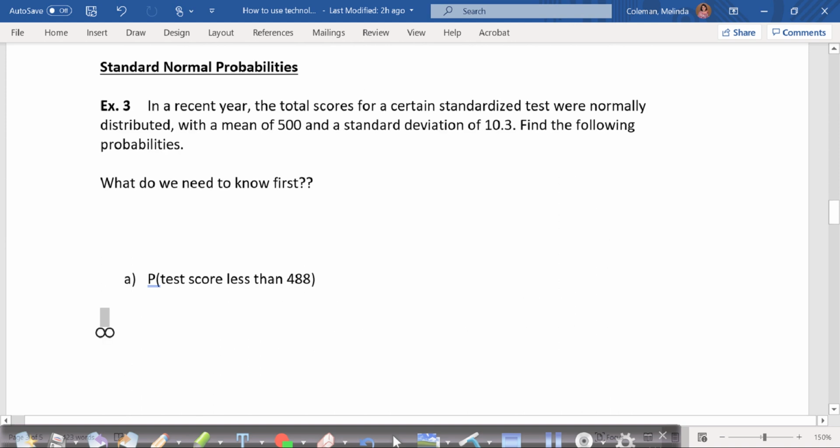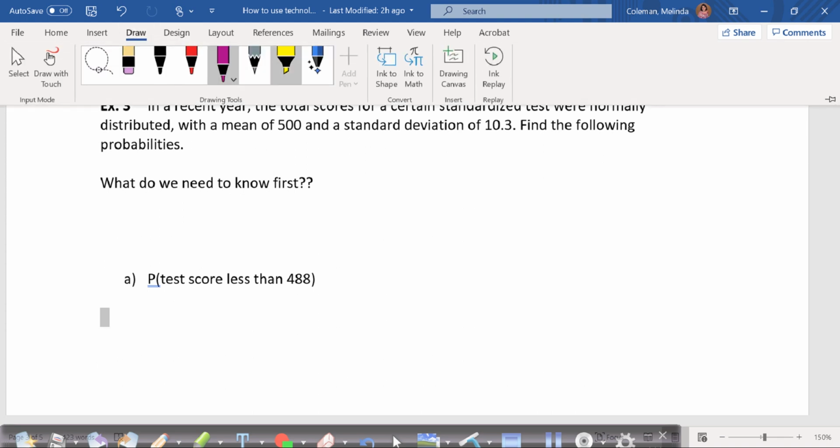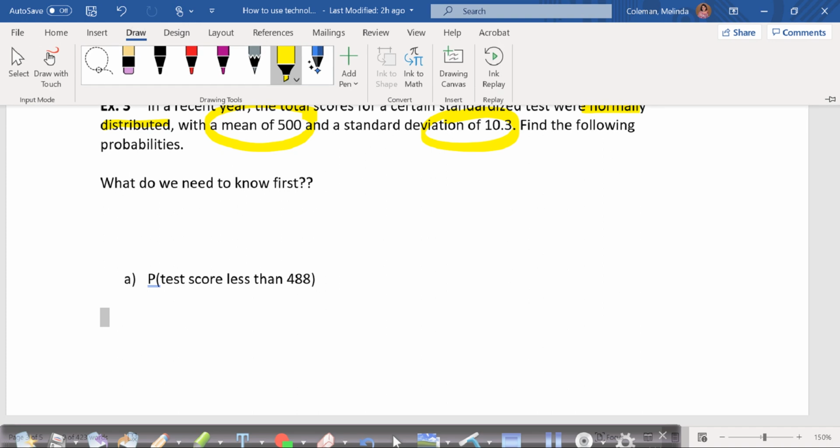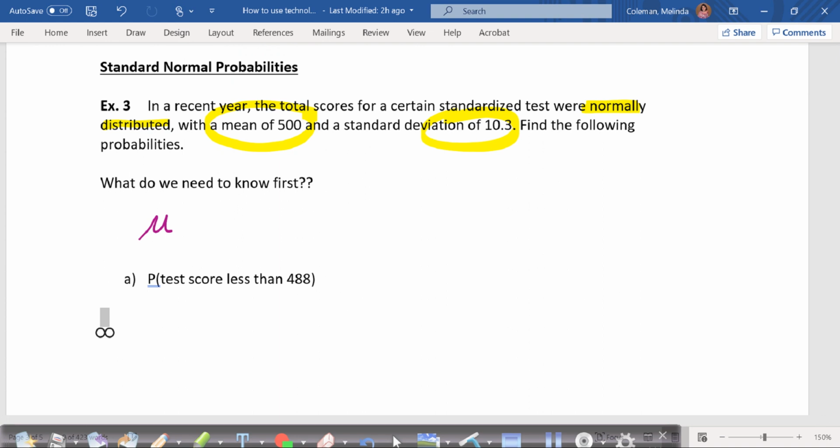All right. So then the second one that we're going to talk about is standard normal probabilities. So this one is different. It's different in the way the problem reads. So it says, in a recent year the total scores for a standardized test are normally distributed. So again, there is your key word, normally distributed. The mean is 500. The standard deviation is 10.3. So that's a little different wording, but that's all we need in this case. So first thing I need to know is my mu is 500 and my standard deviation is 10.3.